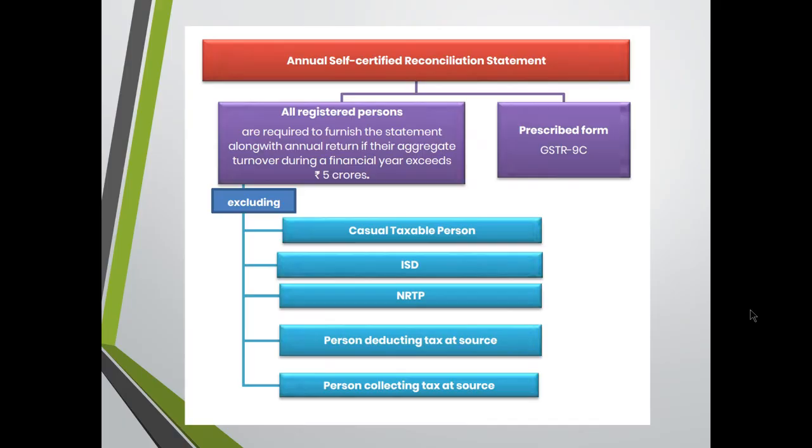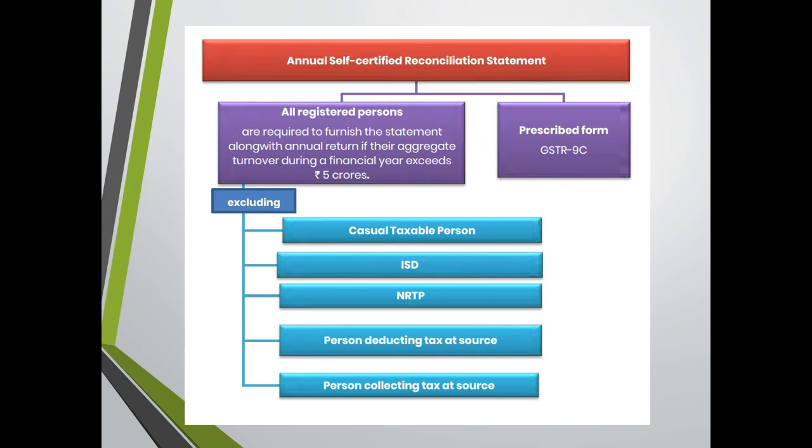More than 5 crore, both 9 and 9C are applicable. 2 crore to 5 crore, only 9 is applicable. Less than 2 crore, 9 and 9C not applicable. In that way, you have to type, please. 9 and 9C if it is more than 5 crore. 2 to 5, 9 applicable, not 9C. Everybody kindly participate.